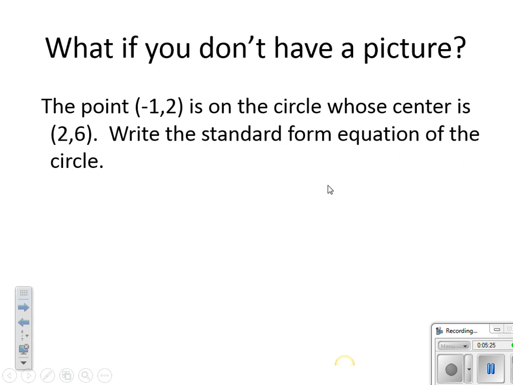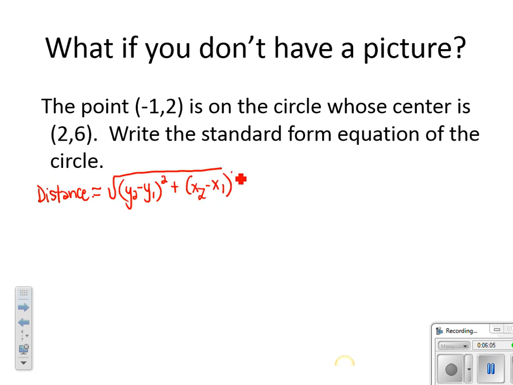Okay, well, what if I don't have a picture? If I don't have a picture, I can't just plot those 2 points on a coordinate plane and start guessing what it's going to be. So in order for me to find the radius, I need to remember the distance formula. Do you guys remember the distance formula? Okay, no eye rolls. Distance formula is equal to the square root of y2 minus y1 squared plus x2 minus x1 squared.